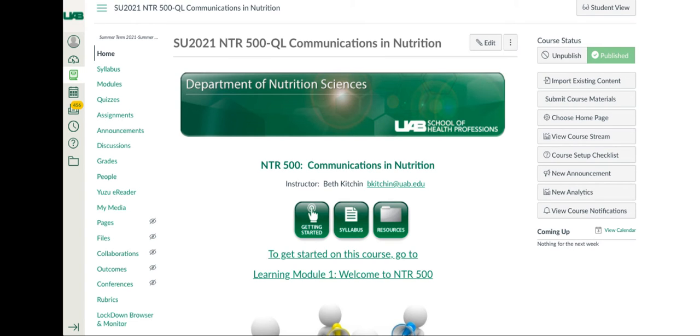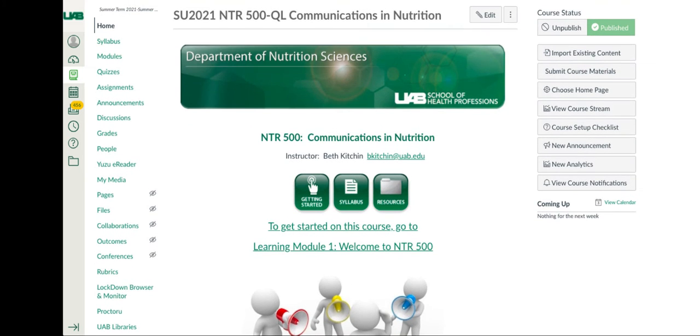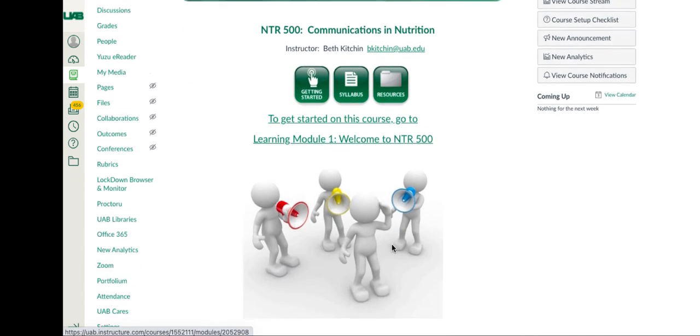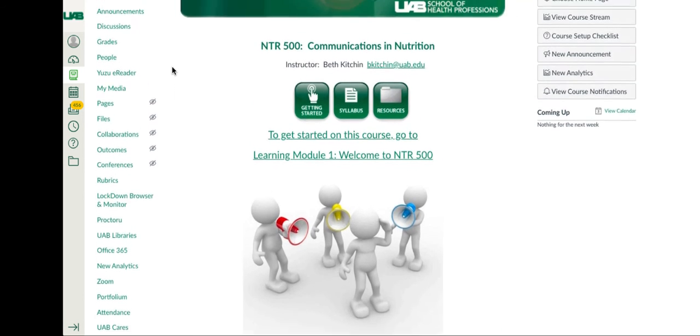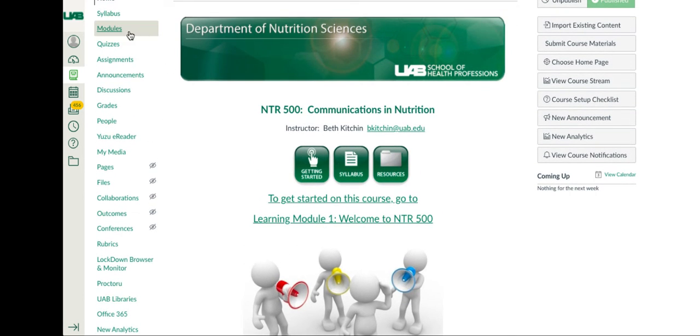So let's talk a little bit about the course. Most likely you are right here. You're in this learning module 1 right here. So let's talk about these learning modules. You can go here to get to the learning modules, but you can also go over here on the left side of your menu and go to the modules here. So let's go in right here. You can also get to the syllabus on this front page.